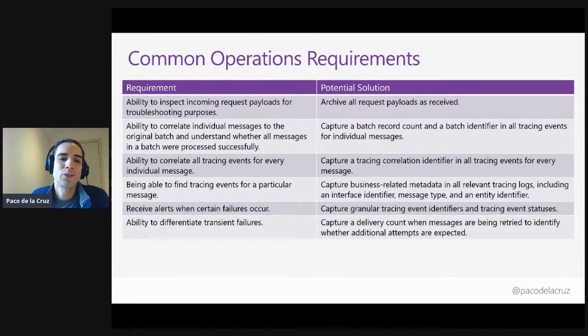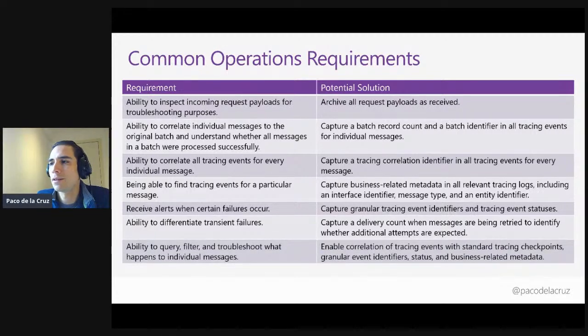The next one is the ability to differentiate transient failures from non-recoverable failures. For this, we can capture a delivery count when messages are being retried to identify whether additional attempts are expected or not. And the last one is the ability to filter and troubleshoot what happens to individual messages. This is kind of the summary of everything that we discussed already as part of this slide. So we can enable correlation of tracing events with standard tracing checkpoints, having granular event identifiers, statuses, and business-related metadata. So this is like a summary of all these requirements. I'm hoping this is making sense.